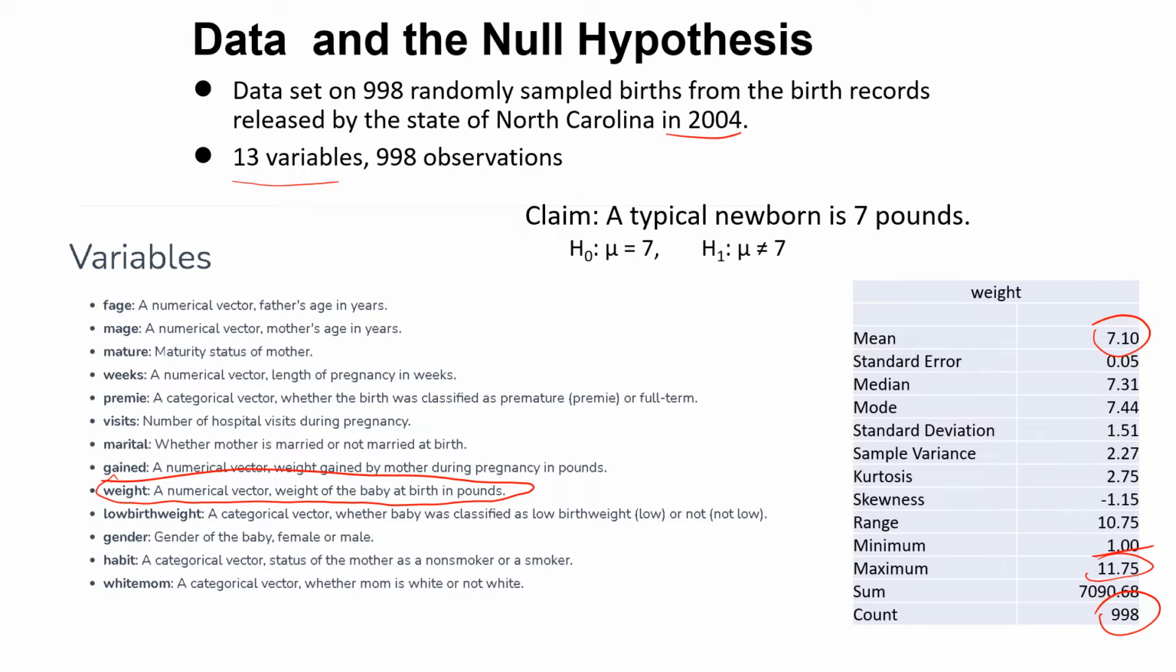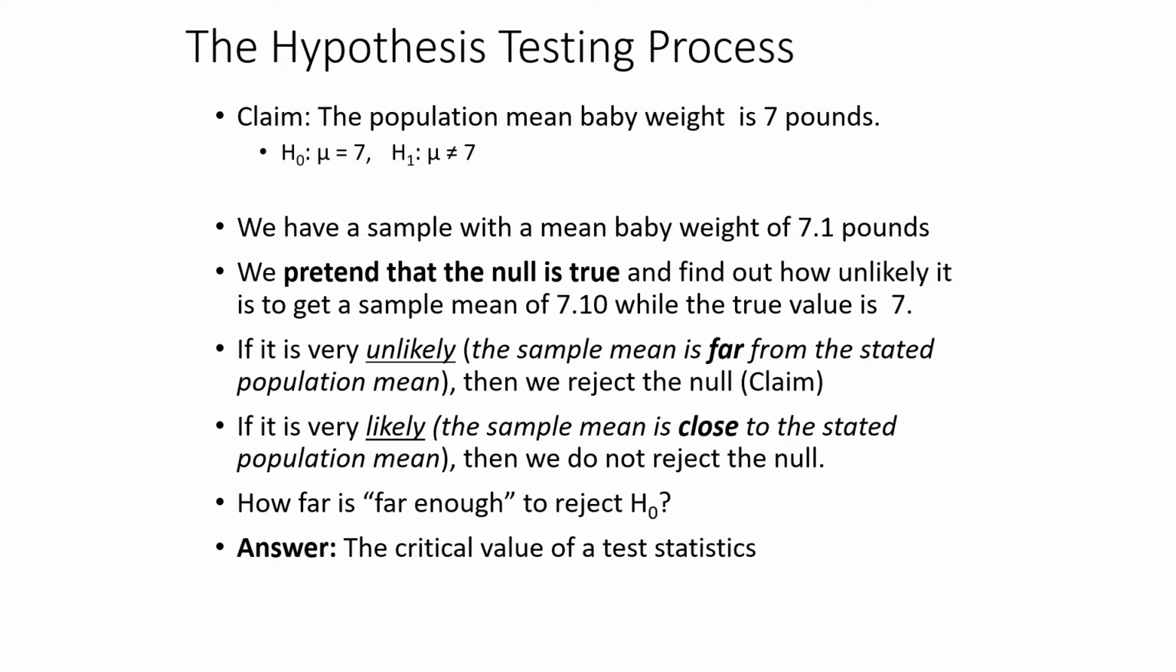This is a left skewed data with a negative skewness number, and a median is being higher than the mean value. We are conducting a two-tailed test as the null has equal sign. In a two-tailed test, all we want to do is to show that if the null is true, then having a sample mean of 7.10 pounds will be very unlikely.